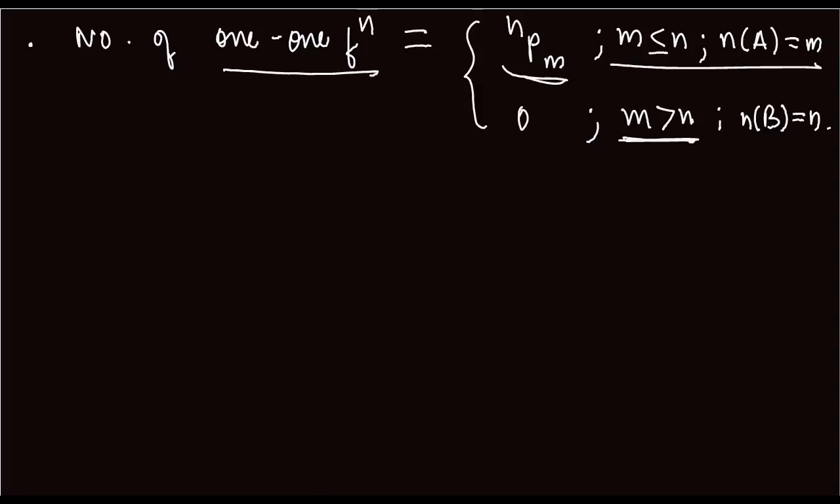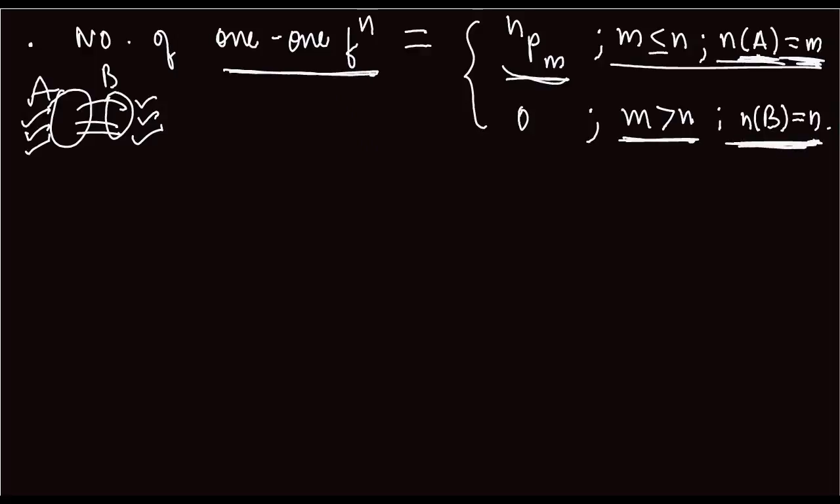We have two sets A and B for one-one functions, so there is one set A and one other set B, and they are related. Now, nPm, the number of one-one functions. How to calculate the number of one-one functions? It will be nPm, where n is the number of elements in set B, and m is the number of elements in set A. n(A) is the cardinal number of set A, and this is the cardinal number of set B.